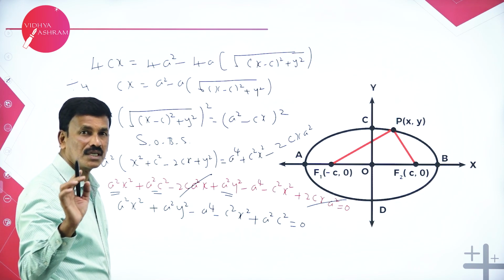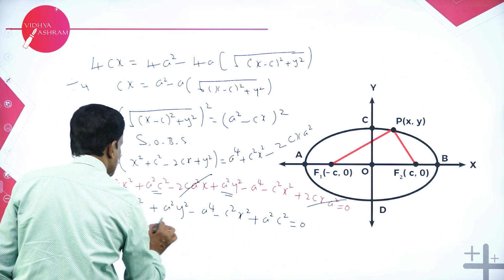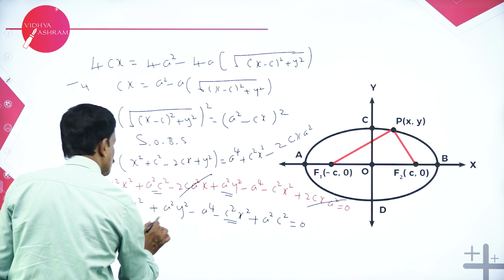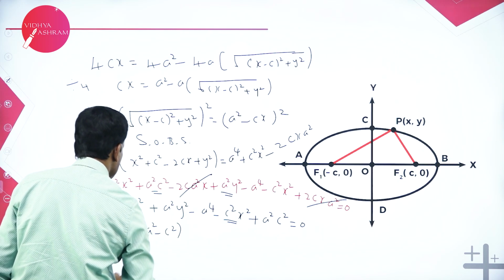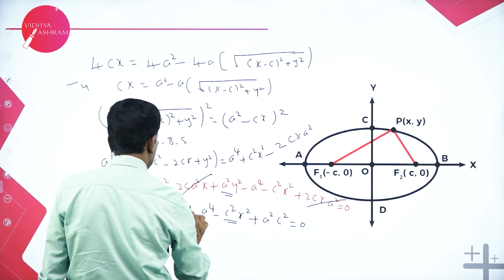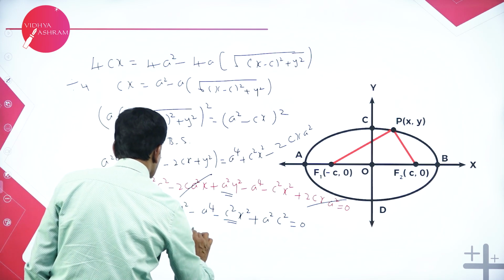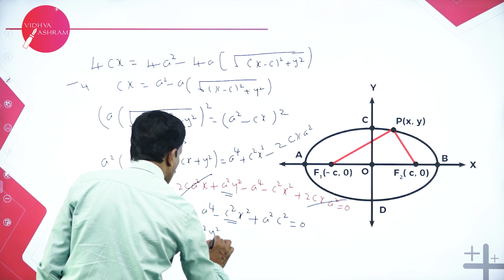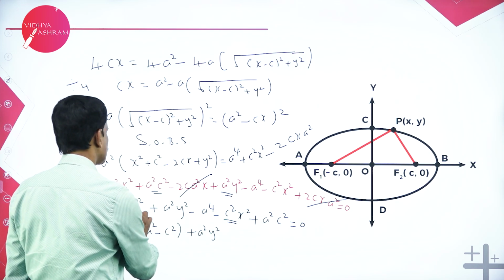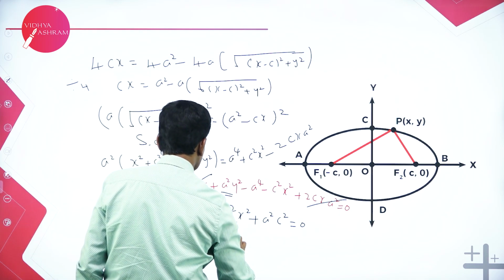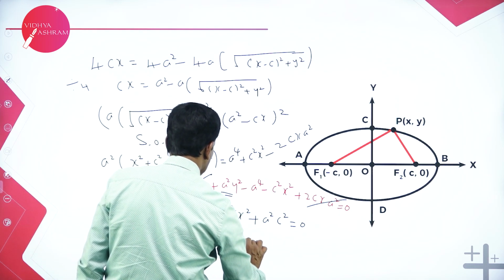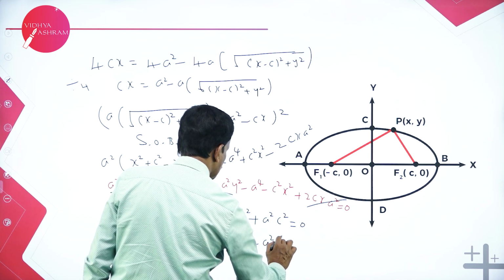Just group the terms which contain x square. So you can take x square common factor, we can write a square minus c square, and the term containing y square is a square y square. The remaining terms, a to the power of 4 and a square c square, transfer this to the right hand side. So then this becomes a to the power of 4 minus a square c square.